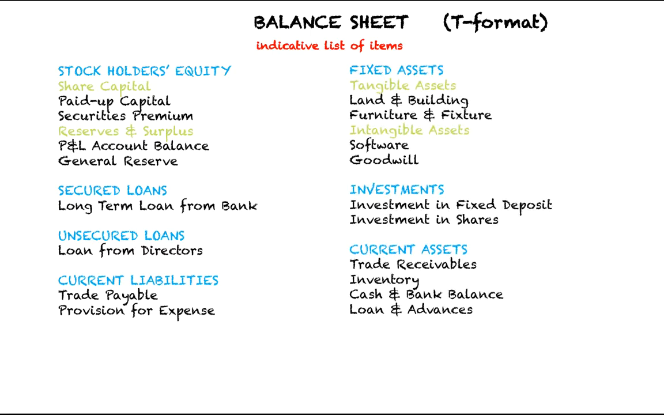Let's go to the assets side. Fixed assets, tangible assets are the ones you can see. Intangibles, you cannot see, but they have value for the business. Listed there, say software, goodwill. Then there is investment in fixed deposits, in shares, mutual funds. It can be a long list in big companies.